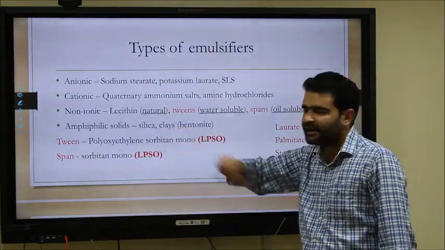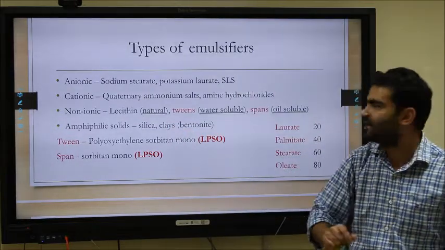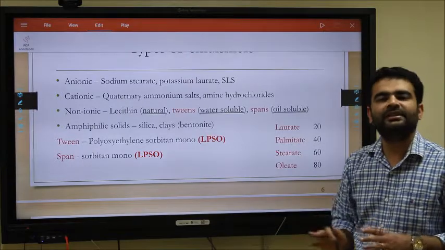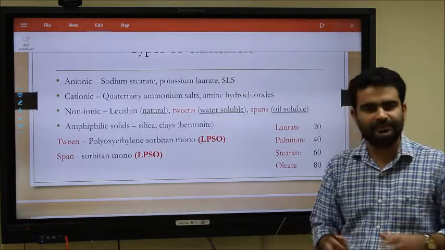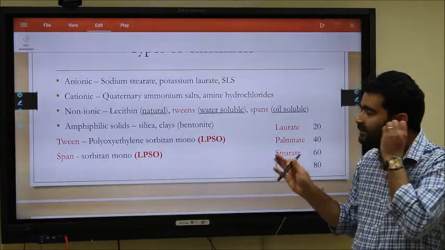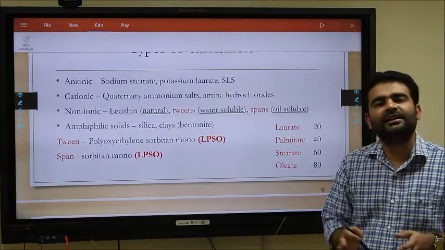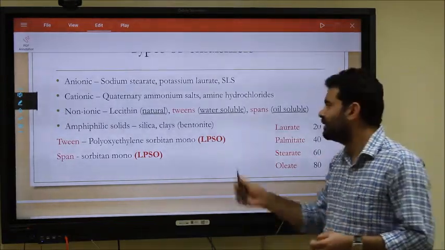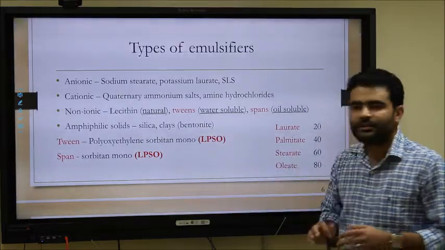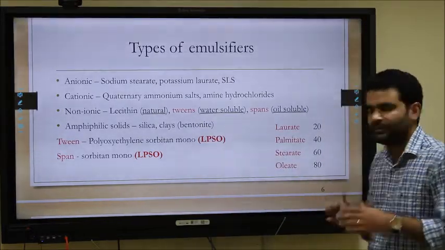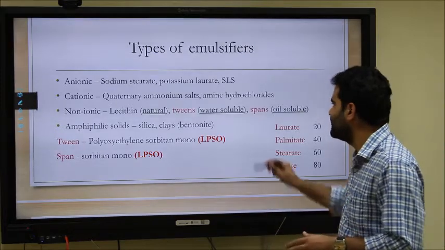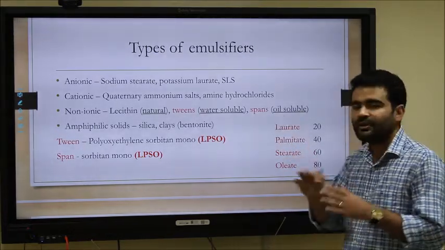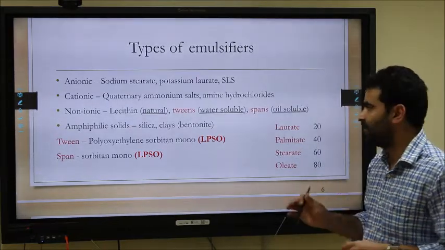Next is the non-ionic surfactants, or you could say the polar surfactants, in which lecithin is a form. Lecithin is an example of natural emulsifier. Lecithin is a kind of emulsifier which is present in nature and extracted from various sources like plants. Plants also give lecithin. Next are the Tweens. Tweens are the water-soluble non-polar surfactant emulsifiers, and Spans are the oil-soluble emulsifiers, non-polar emulsifiers.